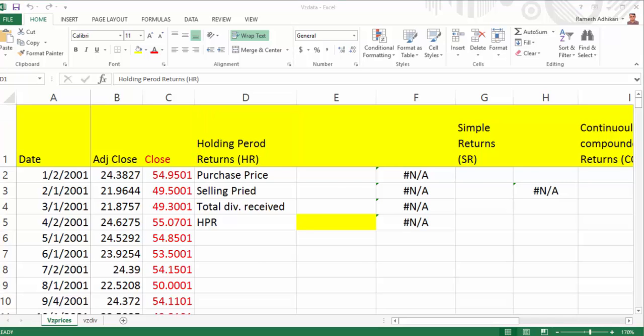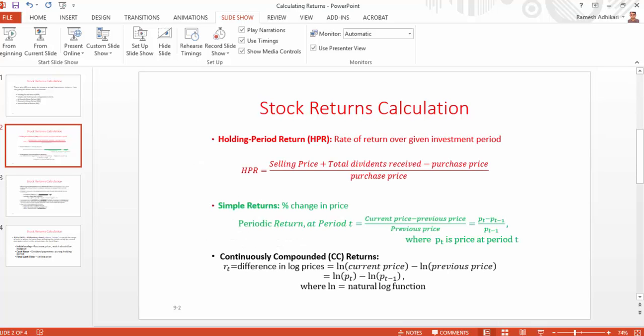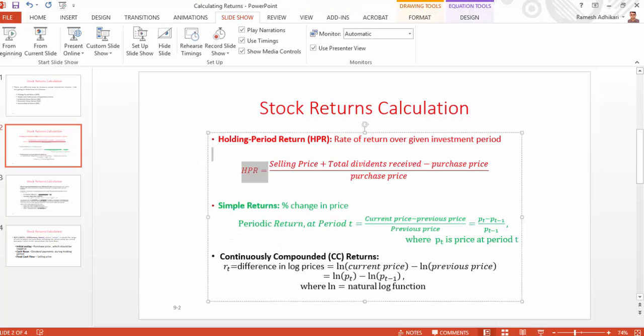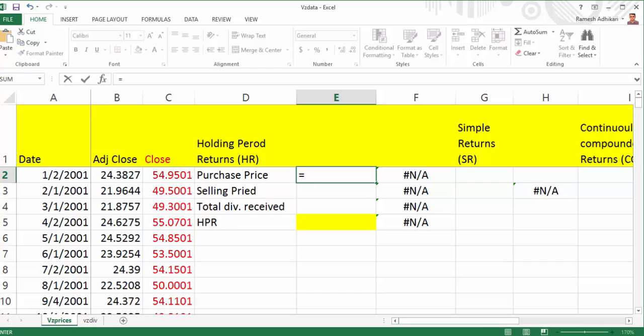If you remember from my slide right here, holding period return basically means the selling price plus total dividend received minus purchase price, over purchase price. So I have here the purchase price. Purchase price means, if you had bought the Verizon stock back in January 2001, how much would you pay? That is the purchase price, and let's use the close price, so that would be 54.95.